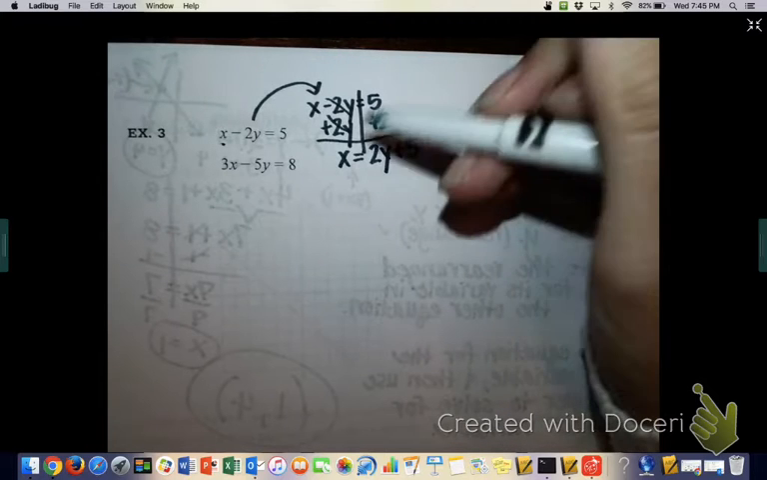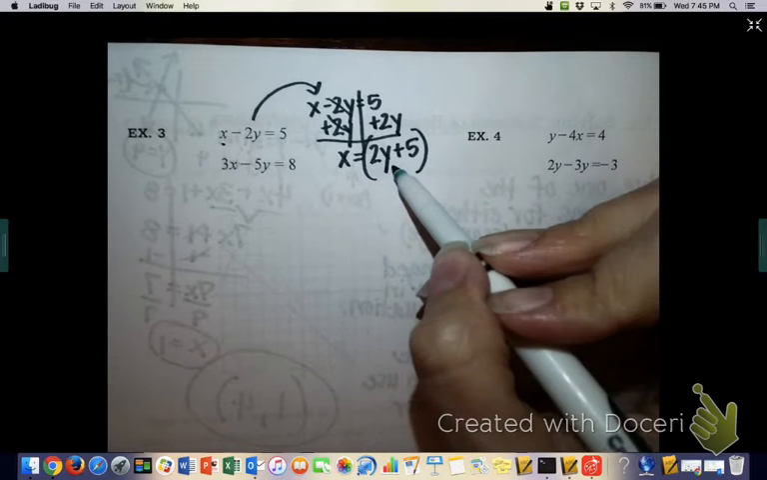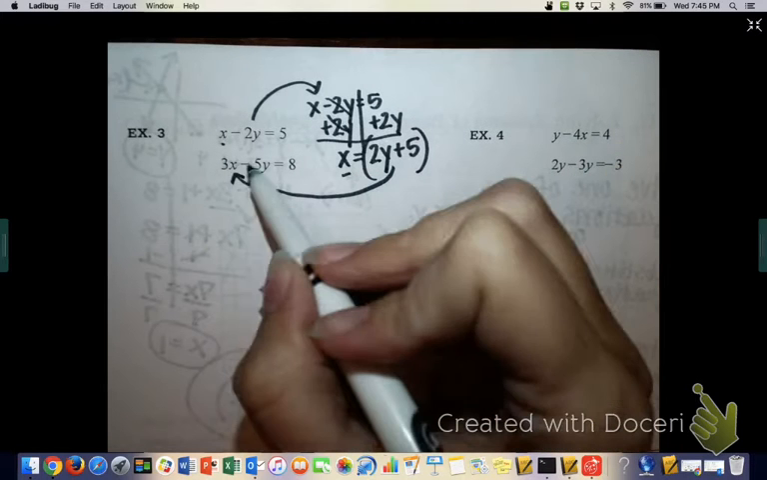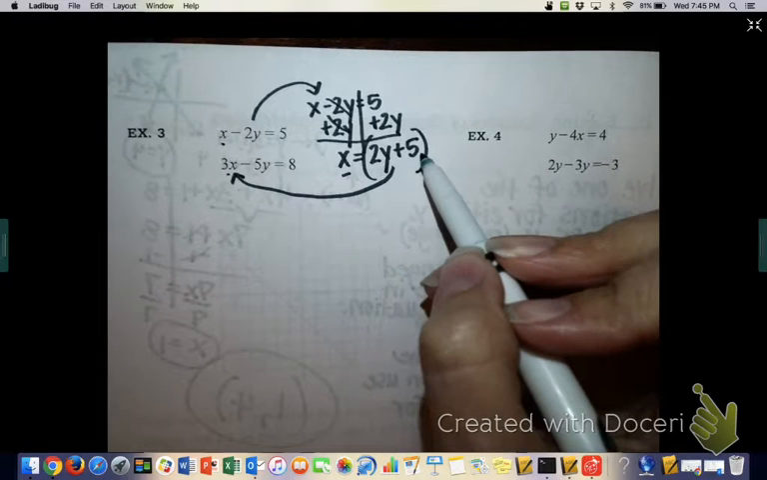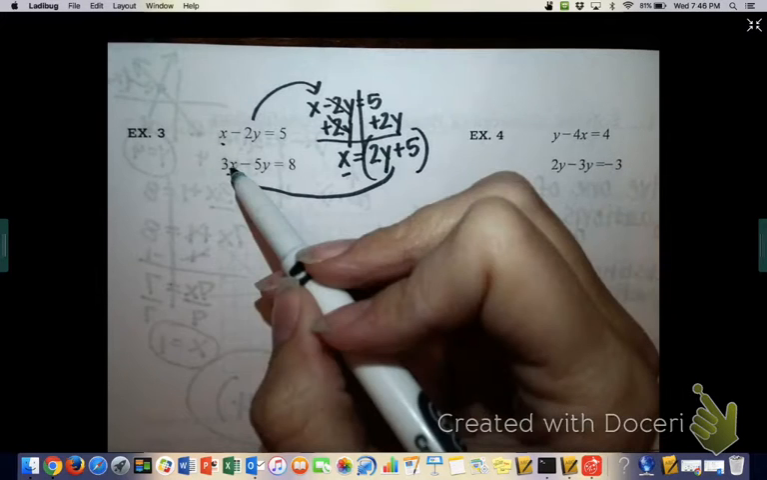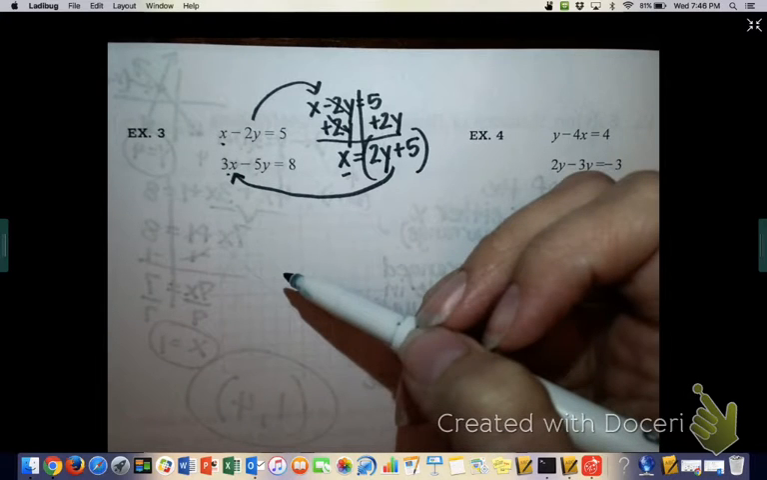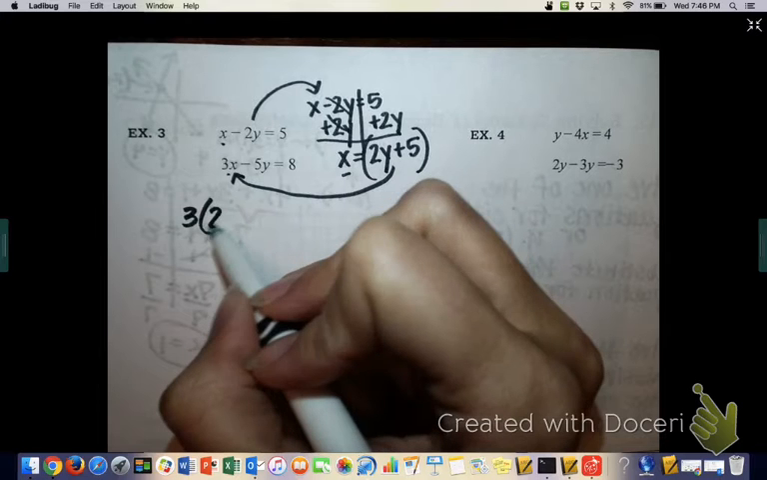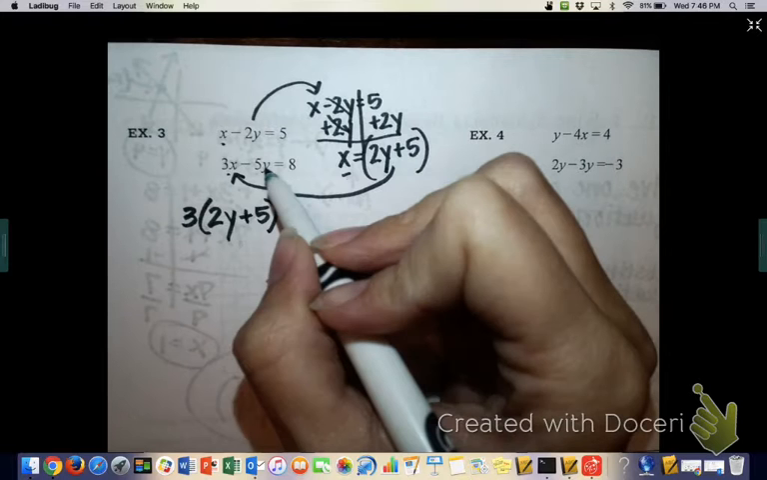And now that x is by itself, I can grab my 2y plus 5 and go into my other equation and plug it in for, remember, it's x, because it's telling us that's what x equals. So I'm going to rewrite this whole second equation, but instead of x, I'm going to put 2y plus 5. And I don't necessarily need the parentheses because it's not a negative. Oh, I lied. Just kidding. You are, because it's squished up against 3, which means it's being multiplied, which means you are going to be distributing it. Sorry. Okay, so 3 times, not x anymore, but parentheses 2y plus 5 minus 5y equals 8.